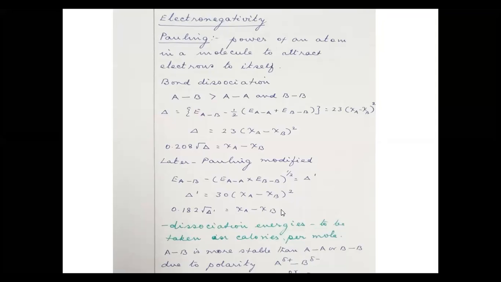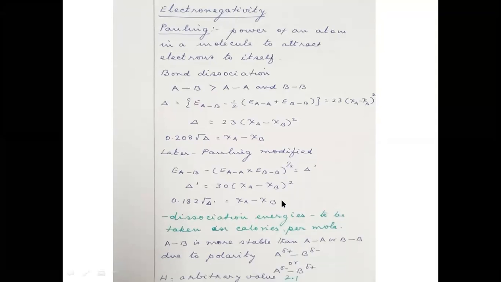So the next explanation. In the previous case, I have to share one more thing. Hydrogen is given an arbitrary value of electronegativity, 2.1. The highest electronegativity is of fluorine, 4.0. So it is arbitrarily fixed for hydrogen.